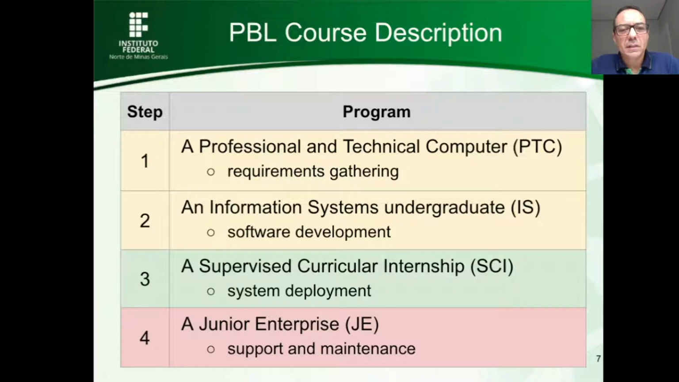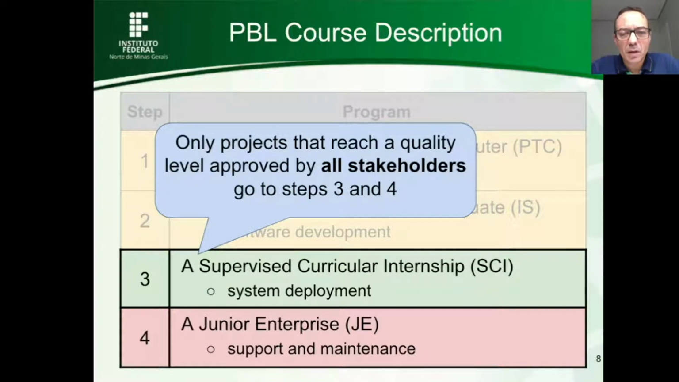The PBL course relies on the cooperation of 4 different programs in the 4 steps we propose. In step 1, students from the professional and technical computer course work mostly in requirements gathering activities. In step 2, undergraduate students take over projects, working in pairs to develop the software. Only projects that reach a quality level approved by all stakeholders go to steps 3 and 4. In step 3, systems are deployed in specific sectors, and in step 4, the artifacts produced are transferred to a junior enterprise and they become responsible for support and maintenance activities.